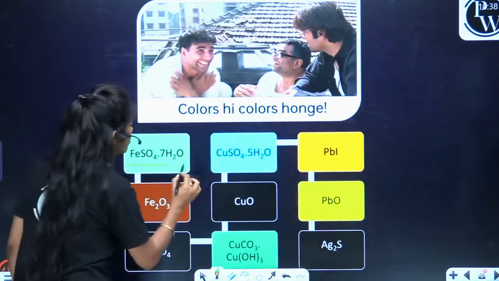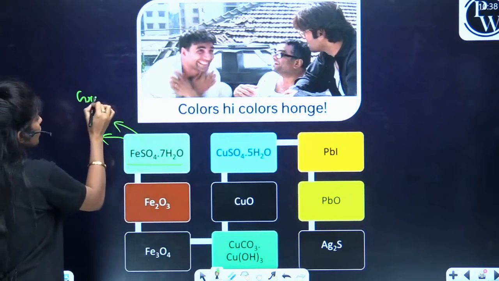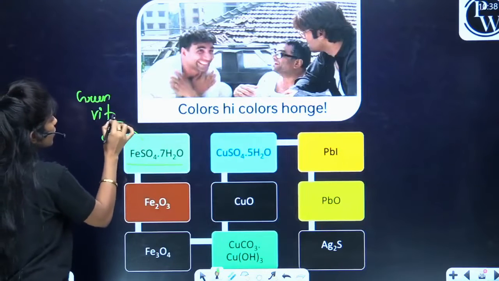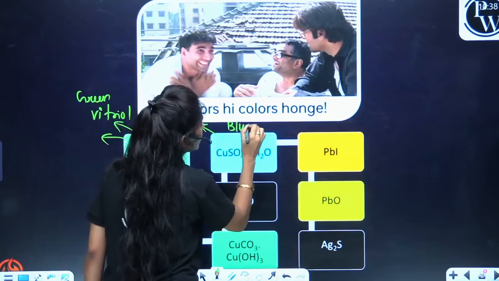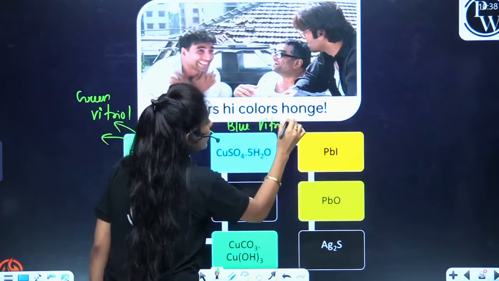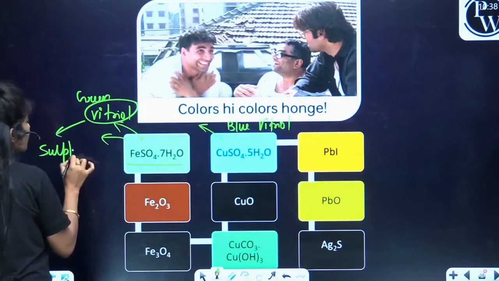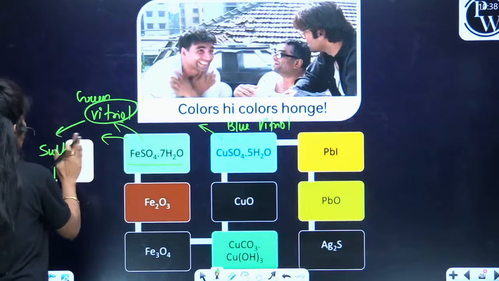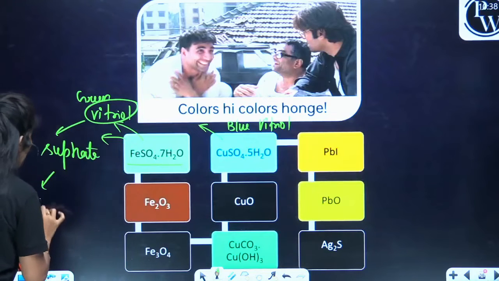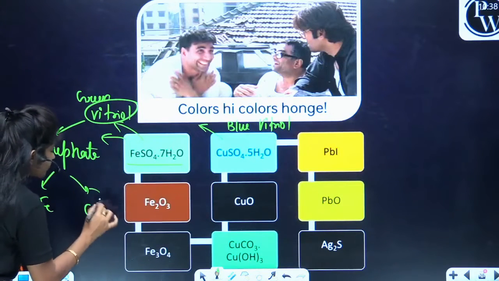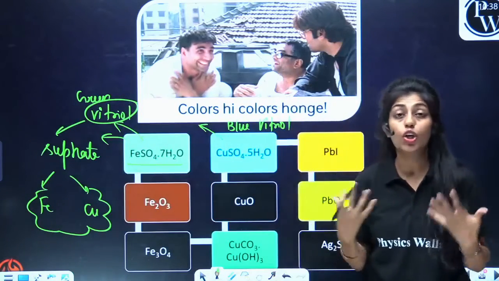Basically, you need to understand that ferrous sulfate is known as green vitriol. Copper sulfate is known as blue vitriol. Vitriol is nothing but a chemical term for sulfates, and being very specific, these are the sulfates of the metals iron and copper. Is that clear? Yes. So how will we recall these colors?